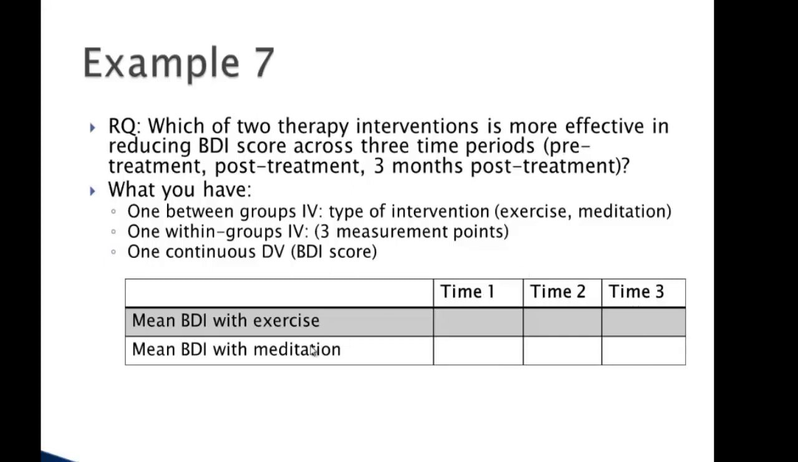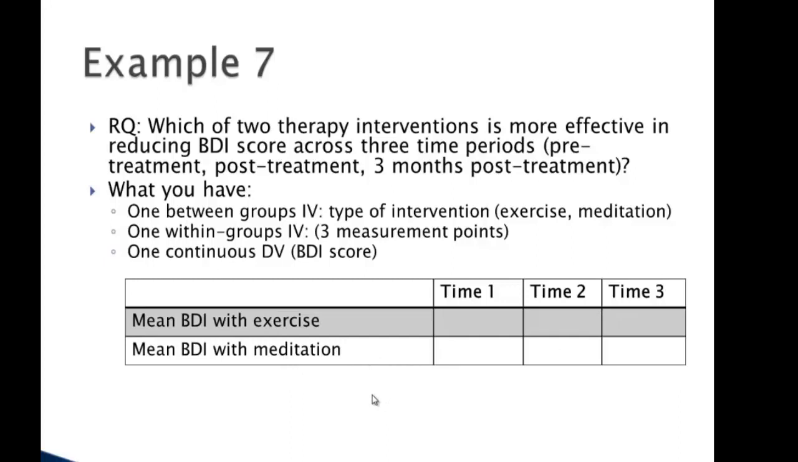And then we have 2 rows representing the between groups independent variable, exercise or meditation, again measuring the same numeric outcome, mean BDI score. Now again, we can study the effect of time by itself, we can study the effect of the treatment by itself, or we can study a unique interaction between those 2 independent variables. But now there's a repeated measures component. The people in the exercise group are being measured 3 times, and the people in the meditation group are being measured 3 times.